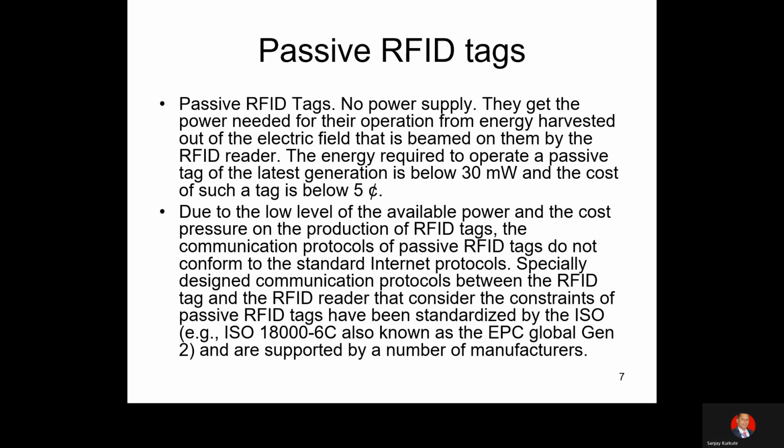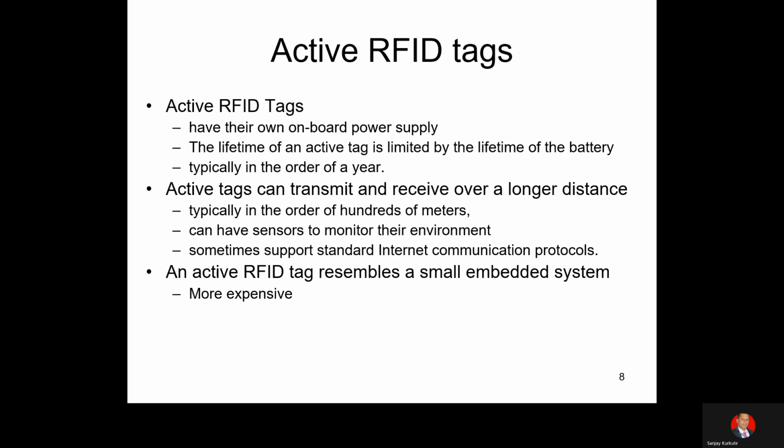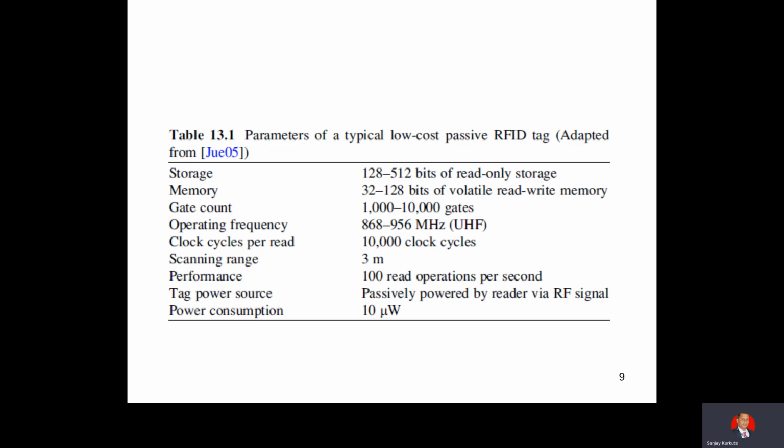Then, active RFID tags have their own on-board power supply. The life of active tags is limited by the lifetime of the battery, typically on the order of a year. Active tags can transmit and receive over a long distance. Then, an RFID tag resembles a small embedded system. Next are the parameters of this RFID tag: storage, memory, gate count. Power consumption is very low, around 10 microwatt.